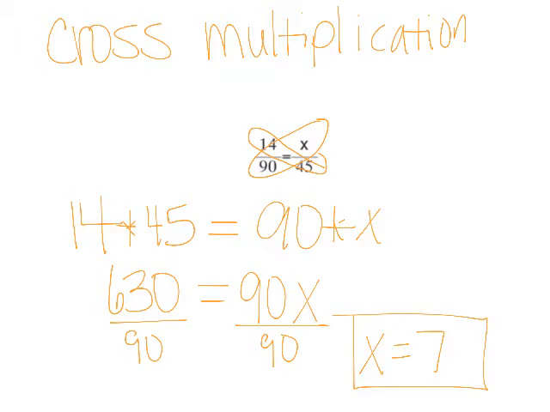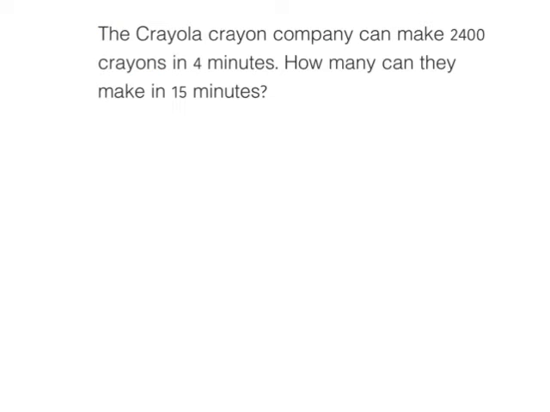Okay? Now, why is this useful? Well, it's useful because there's a lot of real-life problems that we can solve using these proportions. The problem is you have to set them up first. So the Crayola Crayon Company can make 2,400 crayons in 4 minutes. How many can they make in 15 minutes?